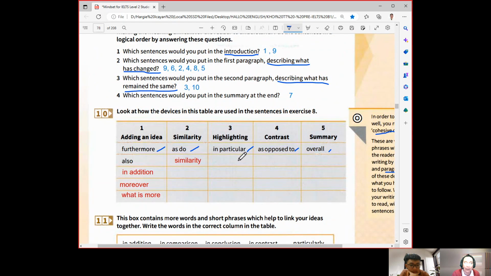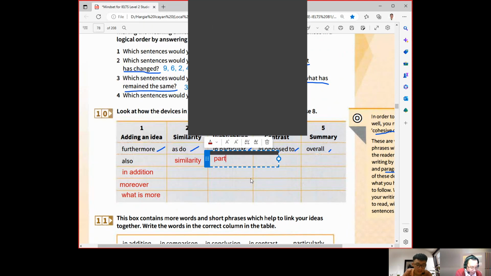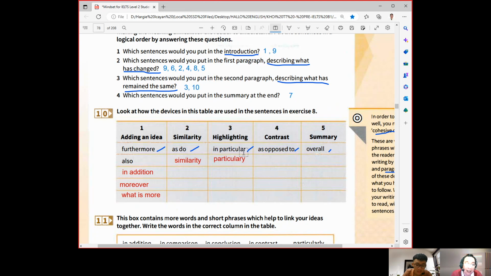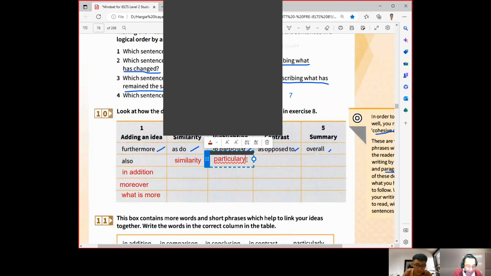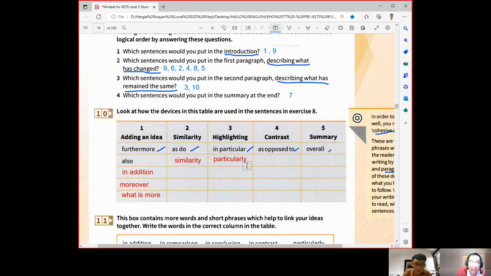Yes, so that would be in particular or particularly. It's either in particular or it can be particularly. Oh, that's wrong spelling. Particularly. Okay. So it's the same also.